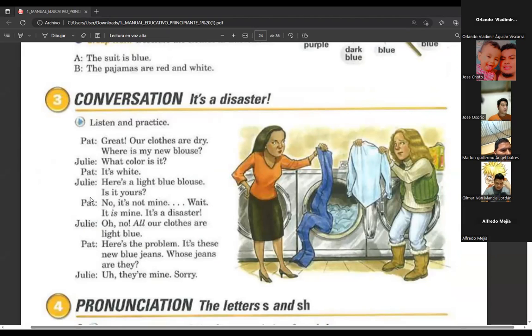It's a disaster. Oh no, all our clothes are light blue. Here's the problem. It's these new blue jeans. Whose jeans are they? They are mine. Sorry.